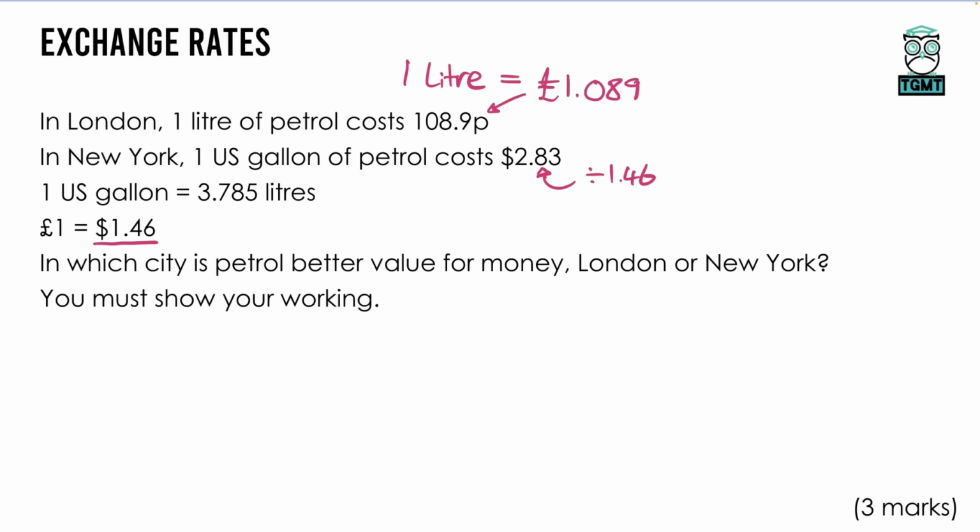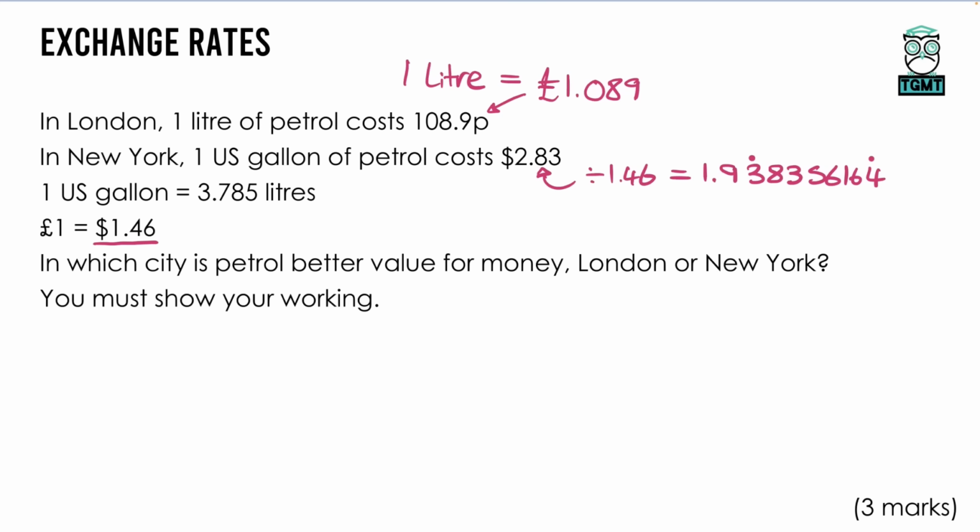So 2.83 divided by 1.46, and that comes out as a very, very long decimal, but we have 1.938356164, and the 3 and the 4 have a recurring pattern. There we go, so all the way from the 3 to the 4 is recurring. And we're not going to need to worry too much because we are only comparing the value, so we just want to know which is better value.